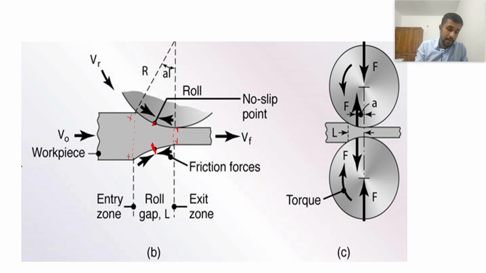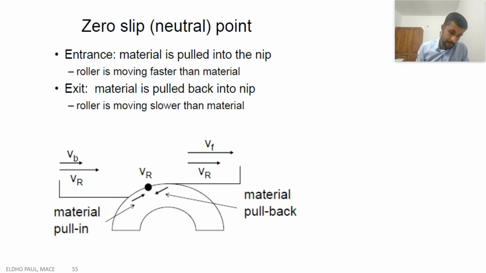Here, as already explained, in the entry area the velocity of the roller is higher than the velocity of the workpiece. But in the exit zone, between the neutral point and the exit point y-y, the velocity of the workpiece is higher than that of the roller. At the neutral point, the velocity of the workpiece and the roller are the same. So I already explained what the zero slip point or neutral point is.